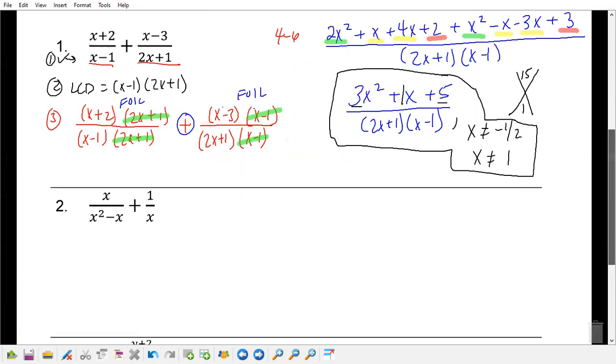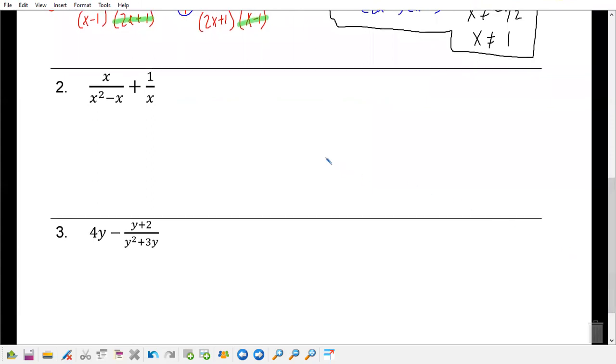There we go. All right, so let's do this again. So step 1, factor the denominator. So factoring my denominator, I have x minus 1, and x, right? Good to go. Check.